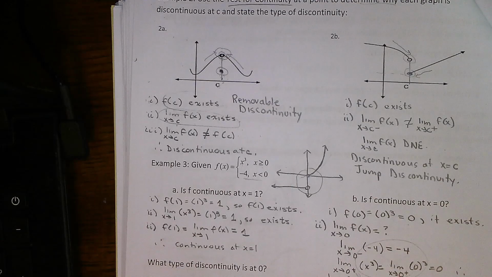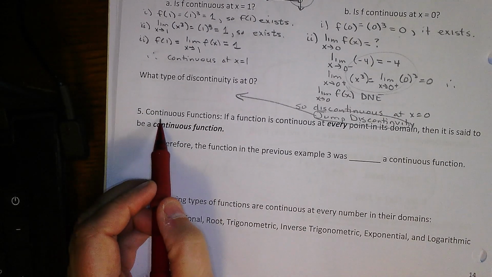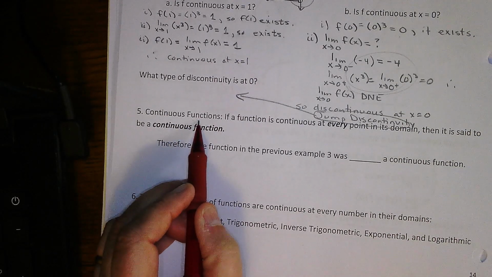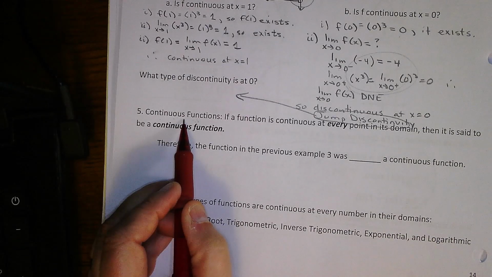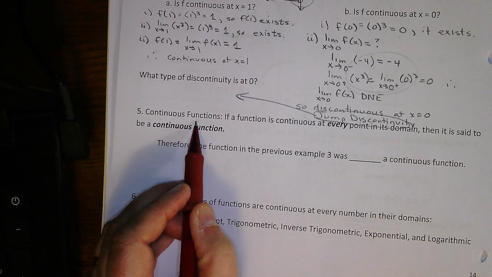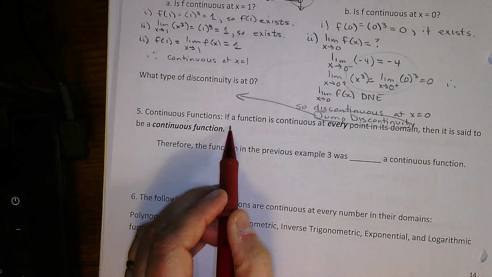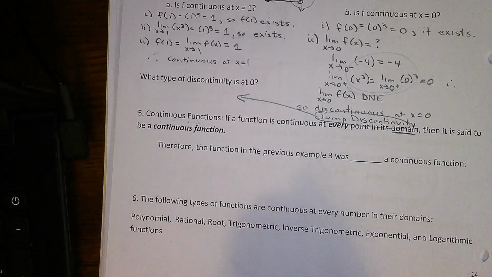All right, now after we talk about discontinuity at a point, you get another definition, and it can get a little confusing because we're still talking about continuity, but this time we're talking about continuous functions over an interval, not just at one point. The definition of a continuous function can be a little tricky. You really have to pay attention to the definition, and it is this: a function is continuous at every point in its domain.